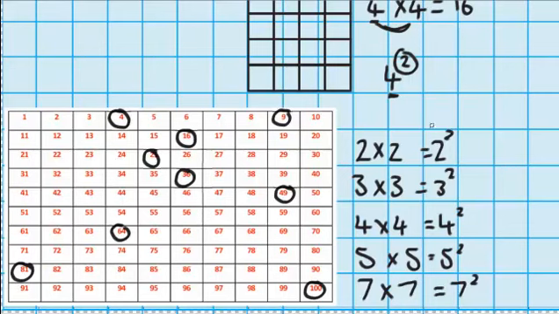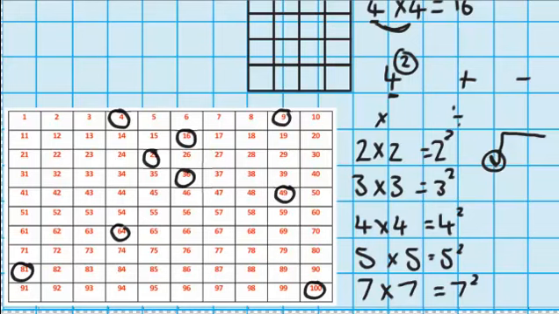Now, in multiplication, the opposite is division. In addition, the opposite is subtraction. Well, we have something which is the opposite of raising something to the power of 2, or squaring it, and that is called the square root. It looks a bit like the division sign that we learned in the algorithm for division, except you can see it's got this little flick here.